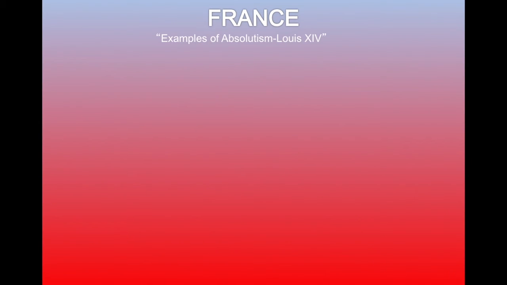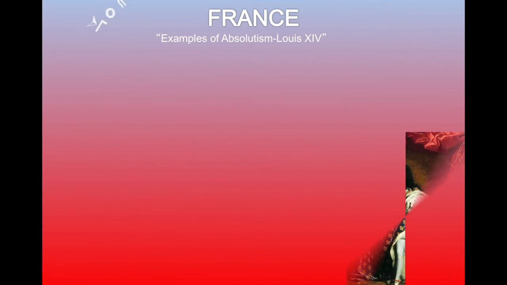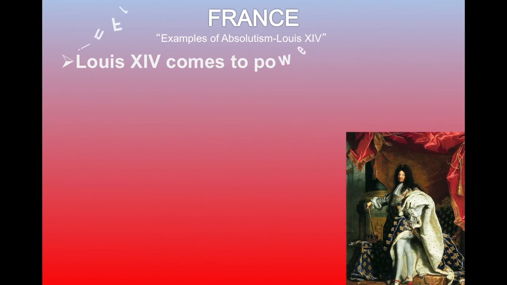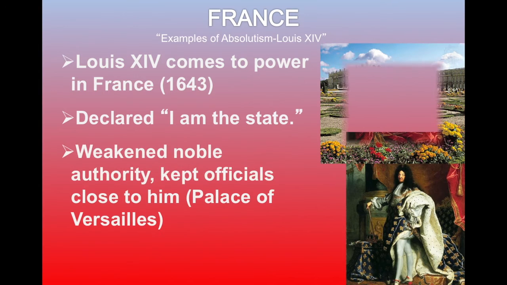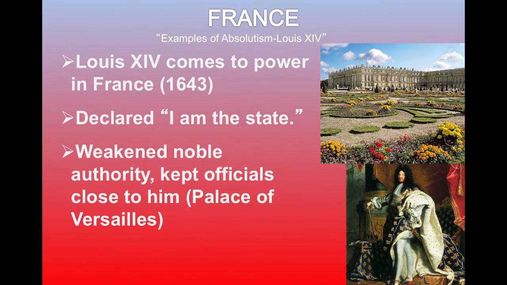Then we get to France with Louis XIV, probably the most famous of the absolute monarchs. He's going to come to power in France in 1643. He's the one that states that he is the state or the sun god. He's going to weaken the power of the nobles' authority.